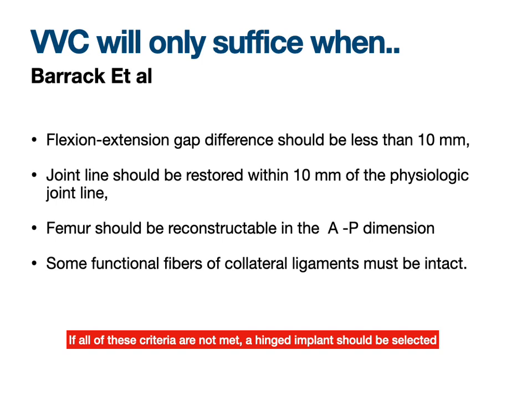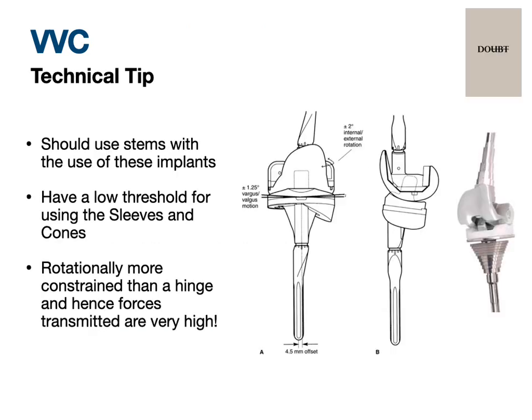If all of these criteria are not met, then we should move on to a hinged implant. A few technical tips: when we do a VVC, we should preferably use a stem with these implants. Have a low threshold of using sleeves and cones in case there is metaphyseal bone loss. They are rotationally more constrained than a rotating hinge, and the forces transmitted are very high.